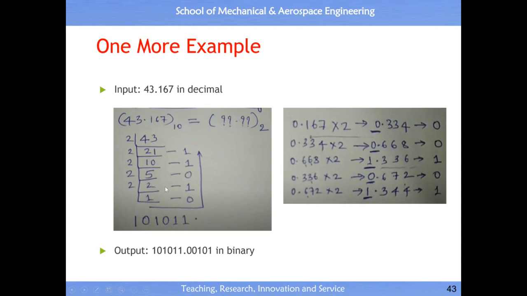Then 2 divided by 2, the quotient is 1, remainder is 0. Then you can continue to divide by 2, and you get quotient 0 and remainder 1. So you still have a 1 here. Then you write them together: this 1 is this 1, this 0 is this 0, this 1 is this 1, and this 0 is this 0.